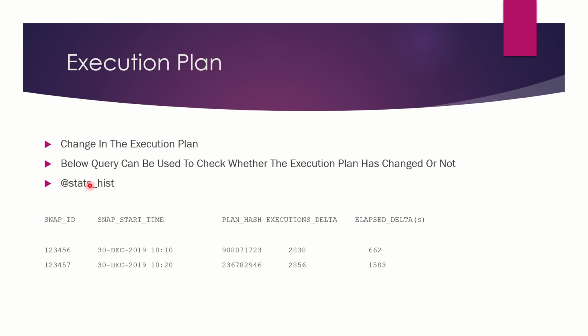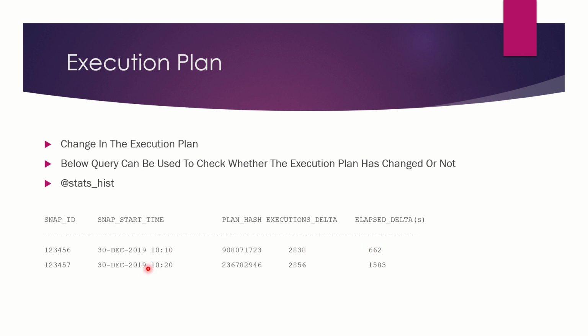When you run the stats_hist script, you are going to get an output like this, which shows the snapshot ID and the snapshot start time. For example, at 30th December 2019, 10:10, this is the plan, 9080711723. It completed 2800 executions, and to complete these 2800 executions, it took only 662 seconds.